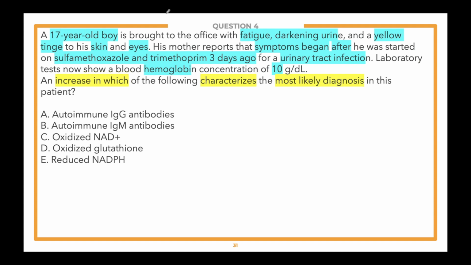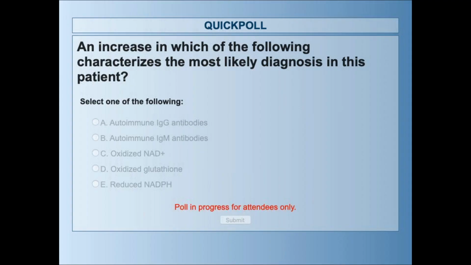Answer choice E, reduced NADPH. D, oxidized glutathione. C, oxidized NAD+. B, autoimmune IgM antibodies. And A, autoimmune IgG antibodies. So once again, we're going to go ahead and open up that poll. Go ahead and select what you think is the best answer here, and we'll talk about it in just a few seconds.